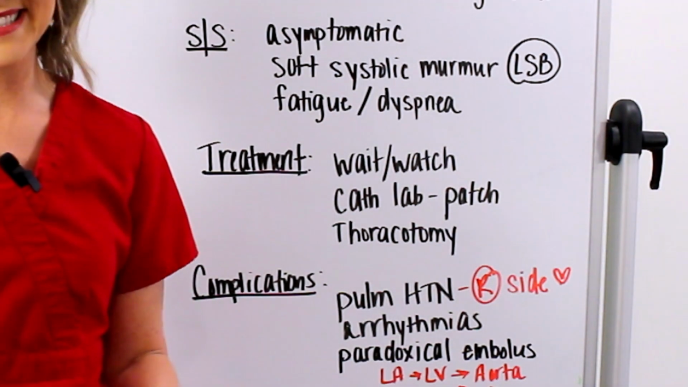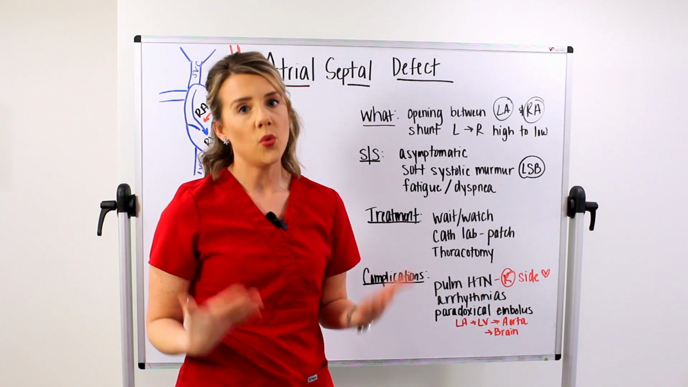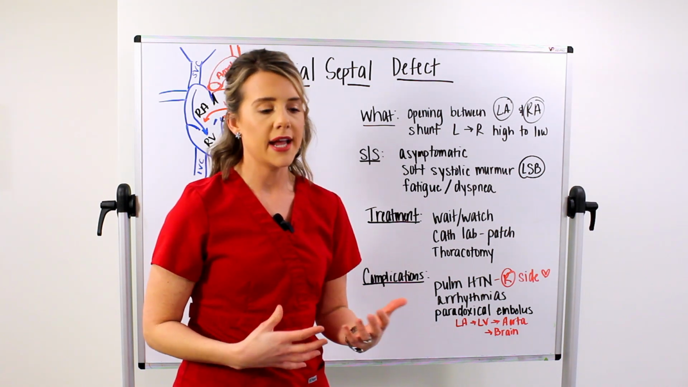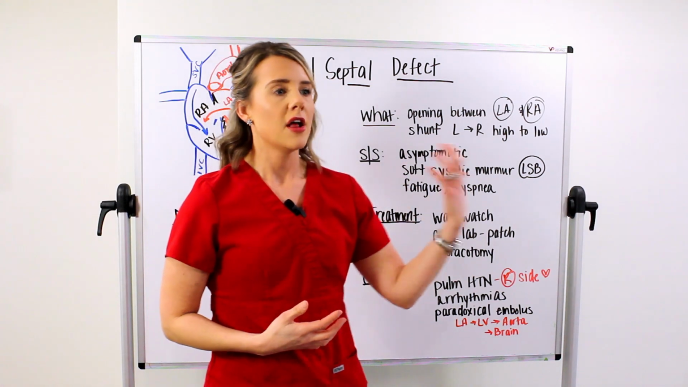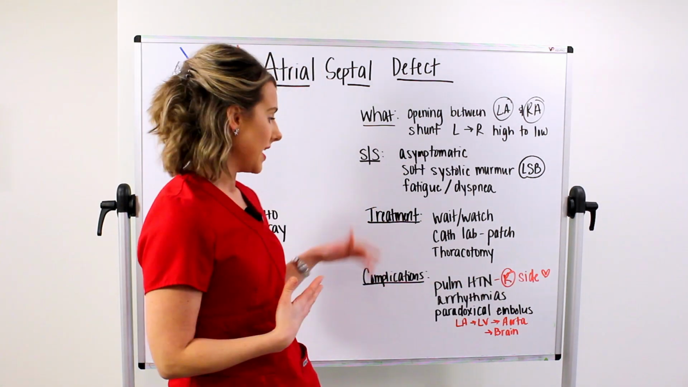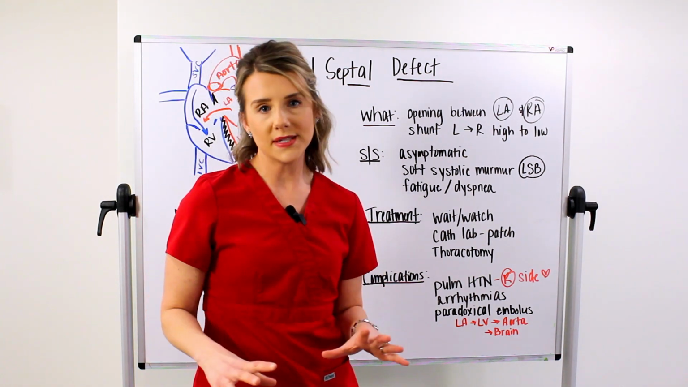That is always the best case scenario. If it's not and it remains open, we can go in and do a closure, and we want to do that because as you get older and you're growing and living your life, there's always a potential. One of the complications with an ASD is a paradoxical embolus. We never want to see that happen.